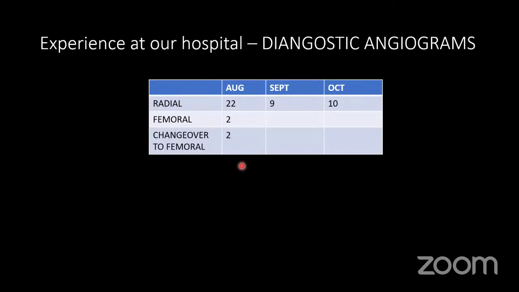In our experience of the last 2 months, this is only the diagnostic angiograms, not including the procedures. Initially in August, we did 22 radial and 2 femoral, considering the anatomic factors, and 2 cases had to be changed to femoral from radial access. But in later months, September and October, not even one case was changed over to femoral. So that's how we can improve. Thank you, sir.